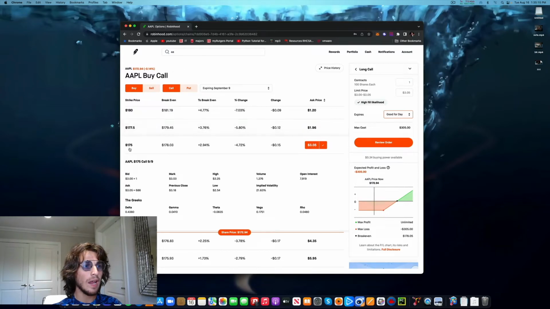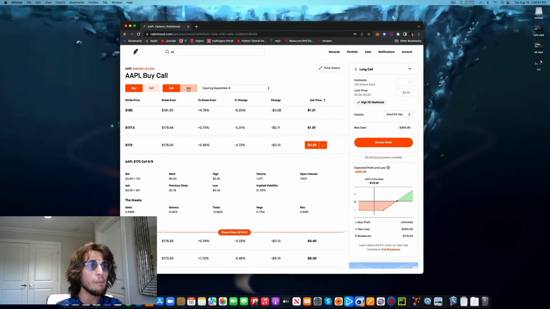And one more thing that I want to note quickly is that the reason why this break even is higher than the strike price at the expiration date is because the way that you calculate the break even is you take the strike price and you add the amount that it costs to buy the option, and that's how you get this. So 175 plus $3.05 is roughly around 178.05 to be exact, but it's a little off right now.